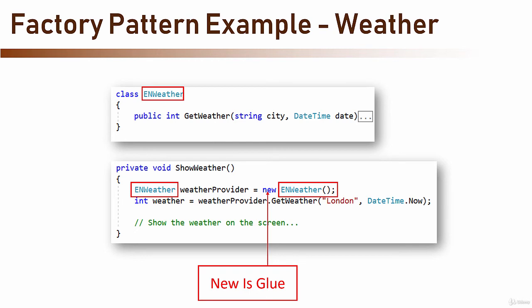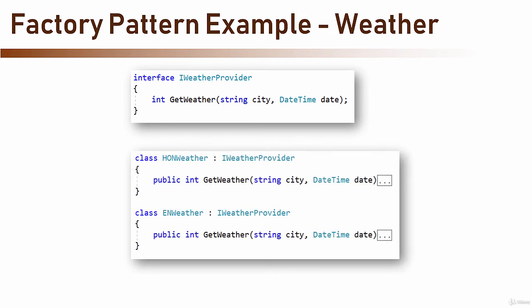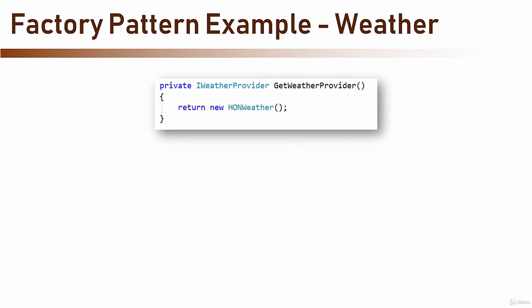The factory pattern proposes a solution for this. Using the factory pattern, we would do this. 1. Create an interface named iWeatherProvider. This interface has a single method named, you guessed it, GetWeather, accepting the city name and a date, and returning the temperature. 2. Make the HON Weather and EN Weather class implement this interface. 3. Create a factory method. Let's call this method GetWeatherProvider, and it will return an implementation of the iWeatherProvider interface. This method will simply return an instance of the HON Weather. That's all, a one-liner. But this one line changes everything.